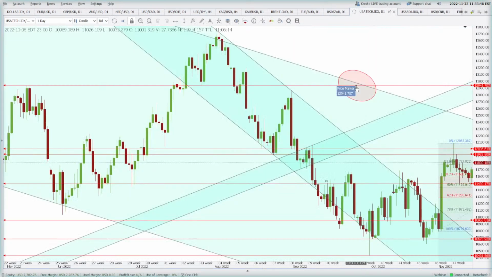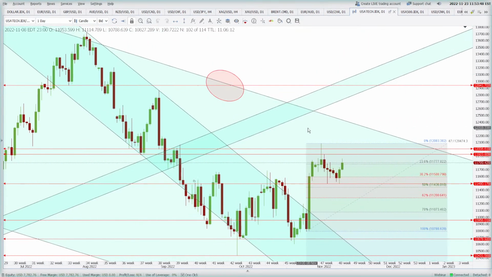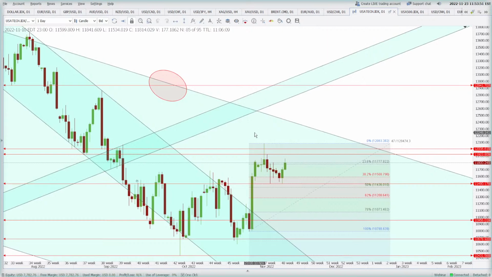Right, guys, USA Tech here. Yesterday it was trying to be very bullish, a bullish engulfing. Now when it is a bullish engulfing, it means it is going to break the highs. Anyways, 11,923 is what I am expecting as the minimum on this market.